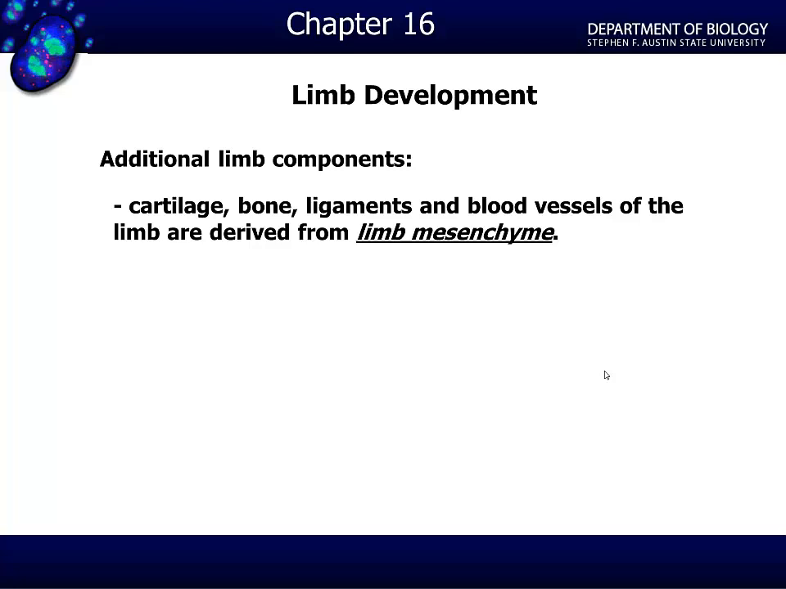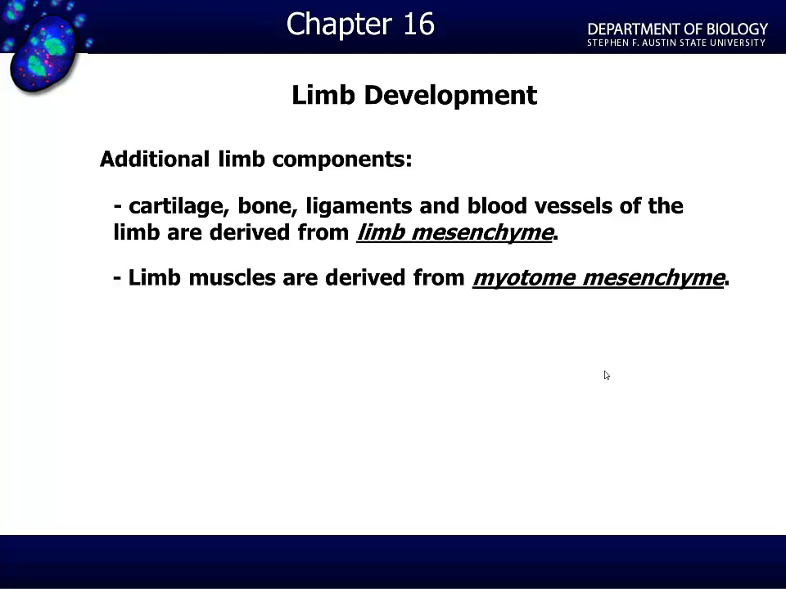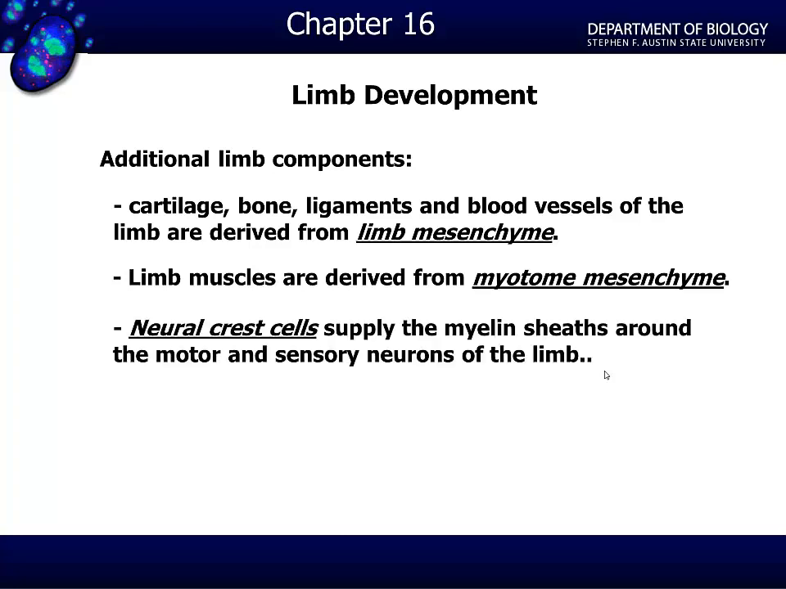Now, other components that we see, certainly cartilage, bone, ligaments, blood vessels. This is going to be derived from that limb mesenchyme, that mesodermal tissue, the somatic mesoderm and our lateral mesoderm. Limb muscles, this is going to be from our myotome. And then we also have a supply of neural crest cells. These are going to form the myelin sheaths around our peripheral nerves, both motor and sensory neurons that will innervate the limb.